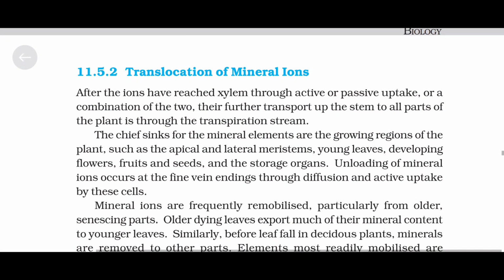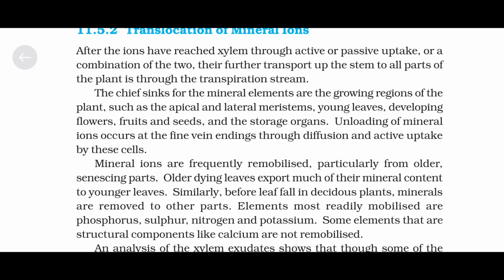Translocation of mineral ions. After the ions have reached the xylem through active or passive uptake or a combination of the two, their further transport up the stem to all parts of the plant is through the transpiration stream. The chief sinks for the mineral elements are the growing regions of the plant, such as the apical and lateral meristems, young leaves, developing flowers, fruits and seeds, and the storage organs. Unloading of mineral ions occurs at the fine vein endings through diffusion and active uptake by these cells.